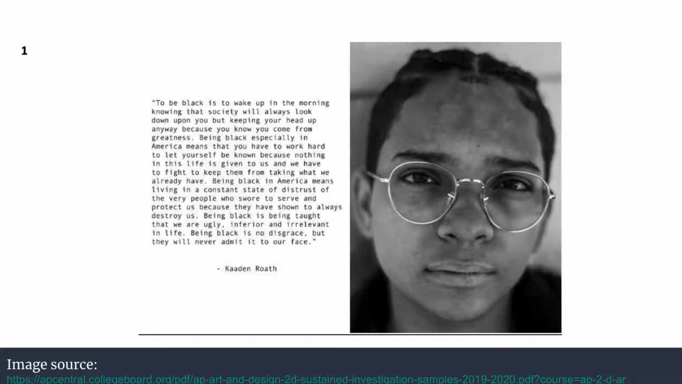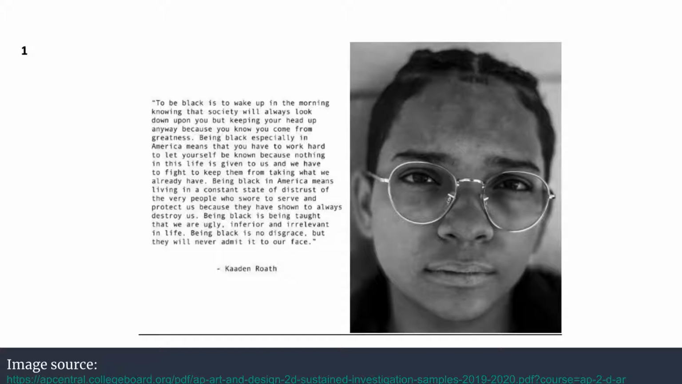So all of the images in this presentation that we're looking at are from the College Board. The College Board is a way to help guide teachers and students along this. They release some sample portfolios and also give you what the student scored and some explanation as to why the student scored that. So this first example, we're going to look through a series of images. I'll give you a couple seconds to look at each one.